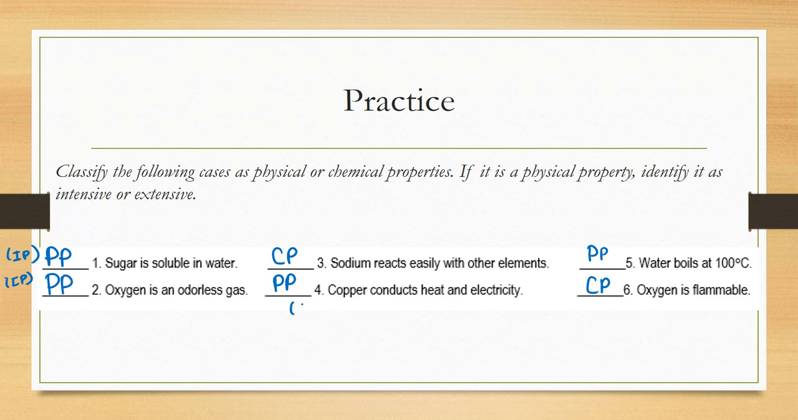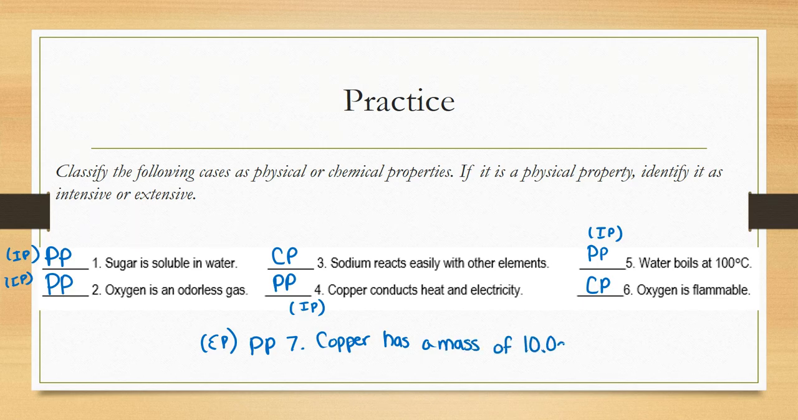Doesn't matter how much copper you have, it will conduct heat and electricity. And going back to my ice cube versus glacier scenario, in this case we're talking liquid. I was talking about melting earlier, but it doesn't matter how much water you have, it's going to boil at the same temperature. So again, if you wanted a physical property that was an extensive example, you could say that copper has a mass of 10 grams. So you're describing something about it. And because it's a quantity, you could use that as an extensive property.